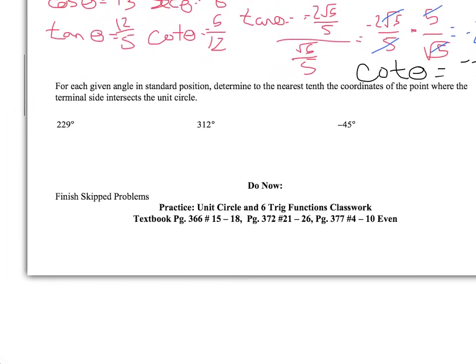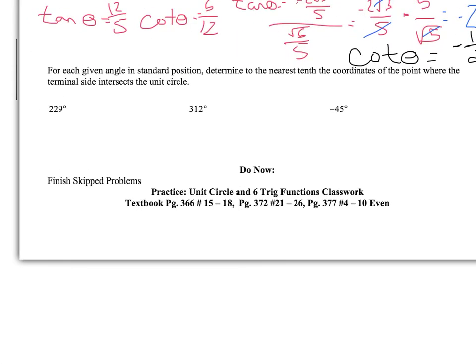And finally, for this last piece, for each given angle, determine to the nearest tenth the coordinate of the point where the terminal side intersects the unit circle. So 229 degrees. If I graph 229 degrees, it's down there. I want to find the point that it hits on the unit circle. The way I do that is I know sine of 229 degrees has to equal my y value, and cos of 229 degrees has to equal my x value.